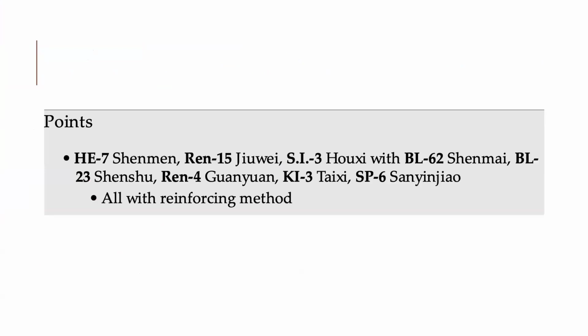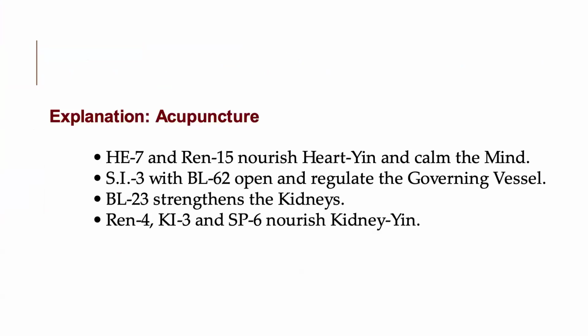Points: Heart 7, Ren 15, Small Intestine 3, Bladder 62, Bladder 23, Ren 4, Kidney 3, Spleen 6. Explanation in acupuncture. Heart 7 and Ren 15 nourish heart yin and calm the mind. Small Intestine 3 with Bladder 62 open and regulate the governing vessel. Bladder 23 strengthens the kidney. Ren 4, Kidney 3, and Spleen 6 nourish kidney yin.